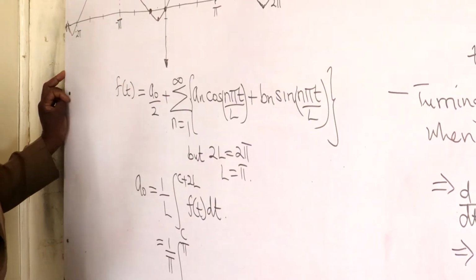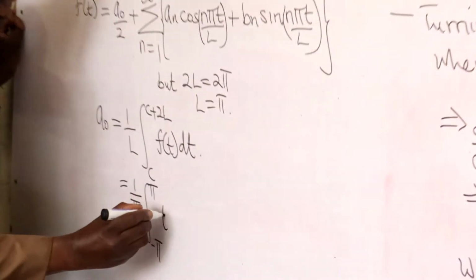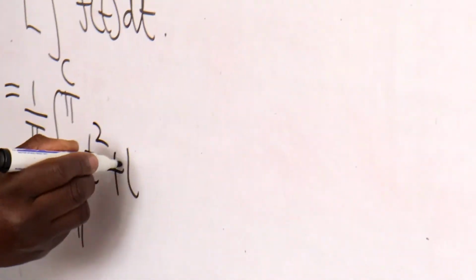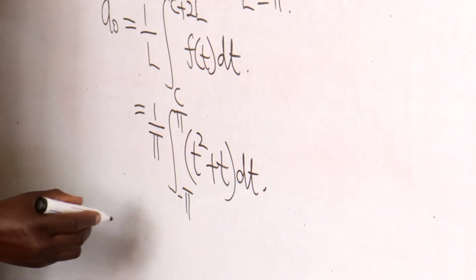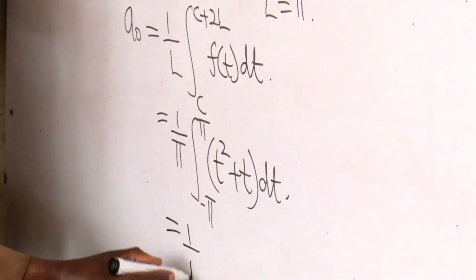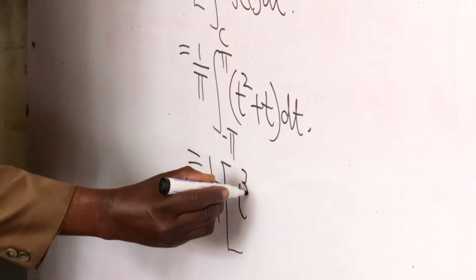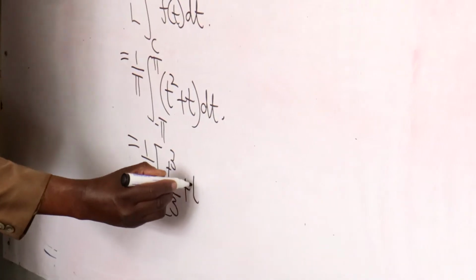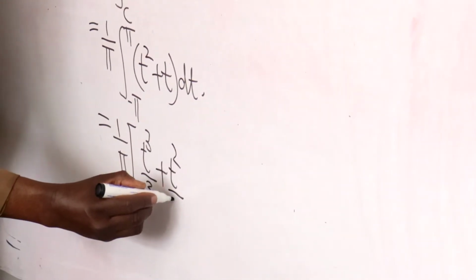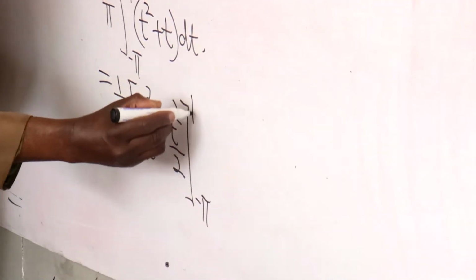So our f of t here is the same. There we don't have 2 intervals. It was only 1 interval. So we write that function. It is t squared plus t. And then we say d what? dt. When we integrate this, we get 1 over pi. The integral of t squared will be t cubed all over what? 3. Plus t squared all over what? 2. Then we put from minus pi to positive pi.